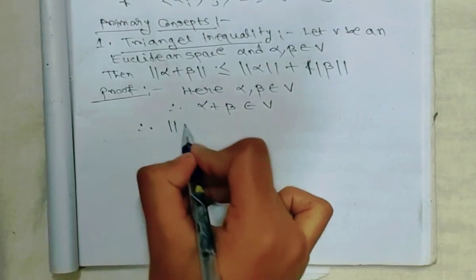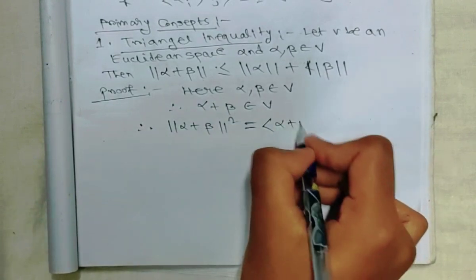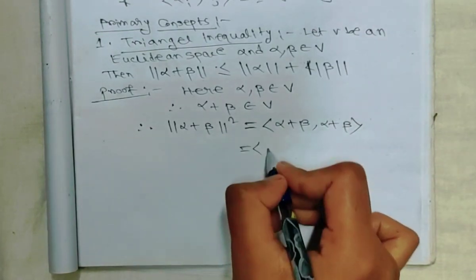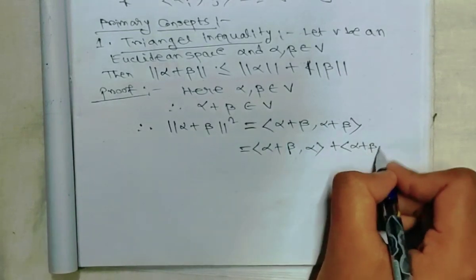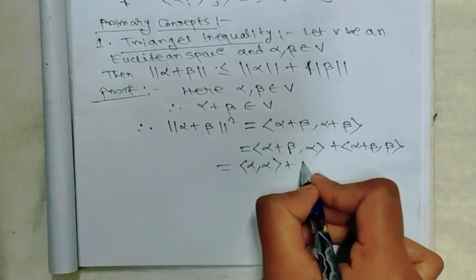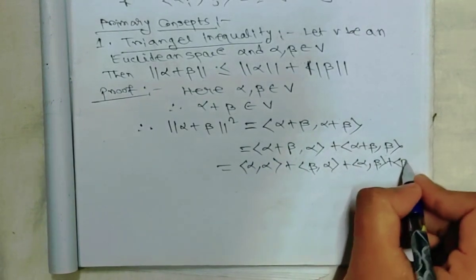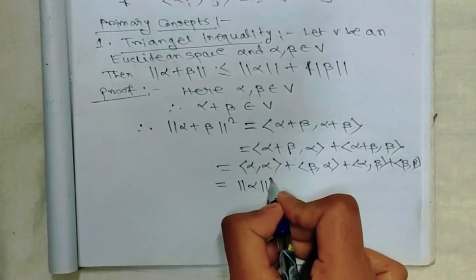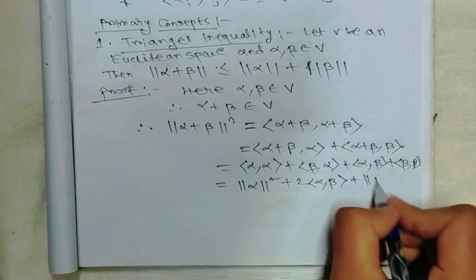Therefore, norm alpha plus beta square equals the inner product of alpha plus beta comma alpha plus beta, which equals the inner product of alpha plus beta comma alpha plus the inner product of alpha plus beta comma beta, which also equals the inner product of alpha alpha plus the inner product of beta alpha plus the inner product of alpha beta plus the inner product of beta beta, which equals norm alpha square plus 2 alpha beta plus norm beta square.